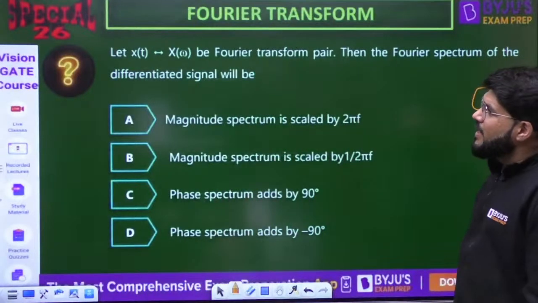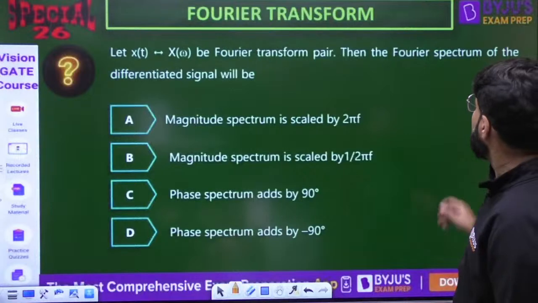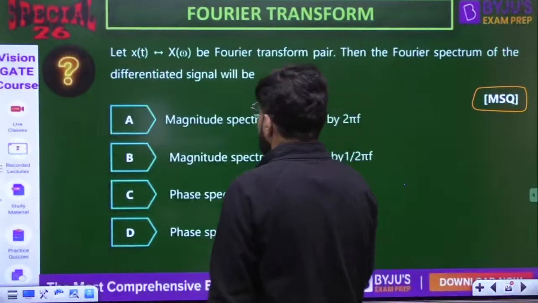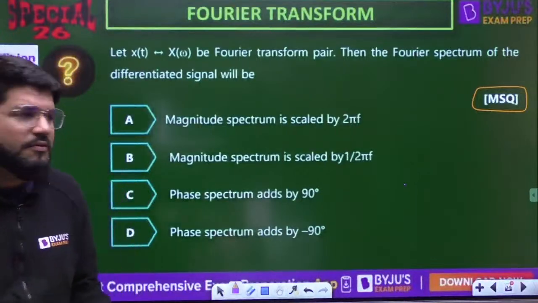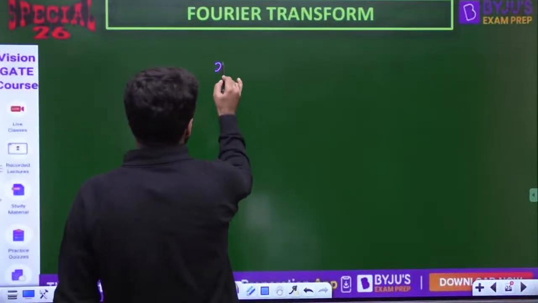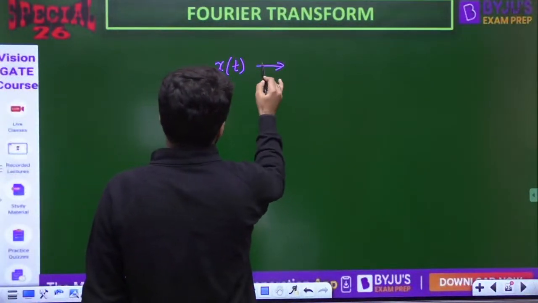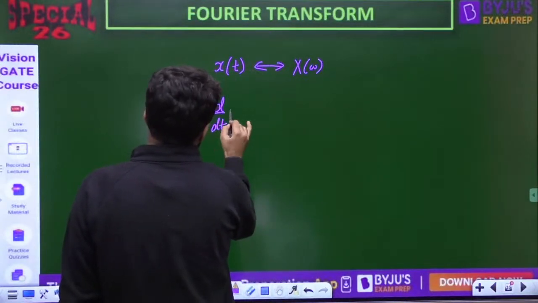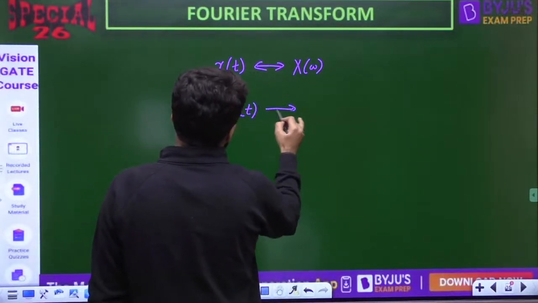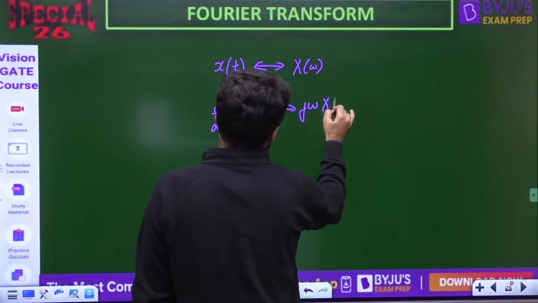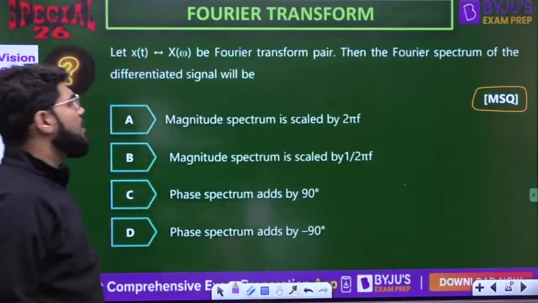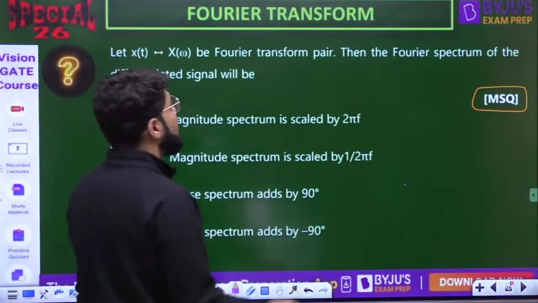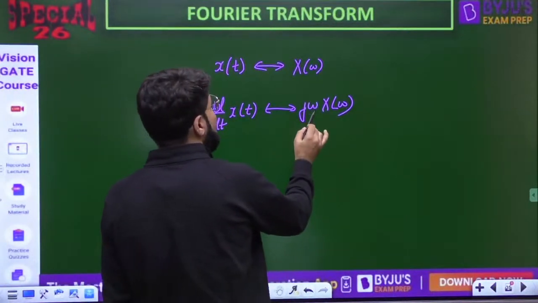Okay, क्या बोला है? Let x(t) and X(omega) be the Fourier transform pair, then the Fourier transform of the differentiated signal. अच्छा, okay. What happens to the Fourier transform of differentiated signal? Fundamental question, guys. Based on property directly, x(t) having the Fourier transform X(omega), d by dt of x(t) has the Fourier transform j omega X(omega). Now क्या बोल रहे हैं? Okay, magnitude spectrum is scaled. अच्छा, magnitude spectrum originally it is |X(omega)|. Okay, now it is multiplied by omega.